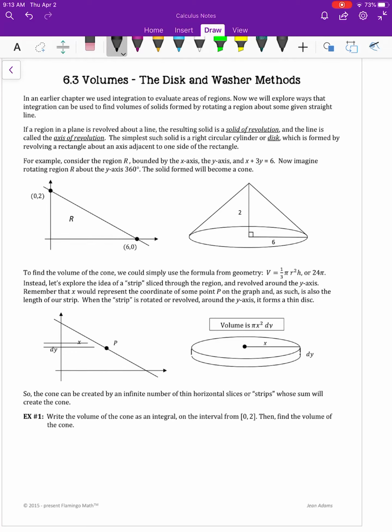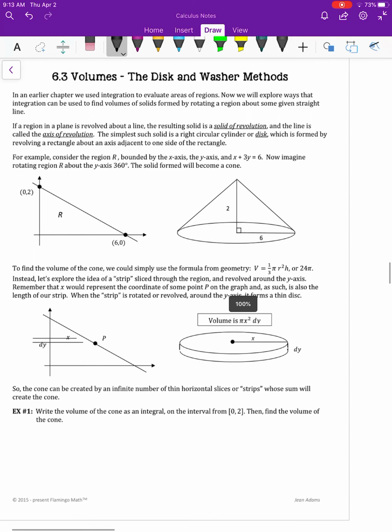6.3 Volumes, the Disk and Washer Methods. In an earlier chapter, we used integration to evaluate areas of regions. Now we will explore ways that integration can be used to find volumes of solids formed by rotating a region about some given straight line.